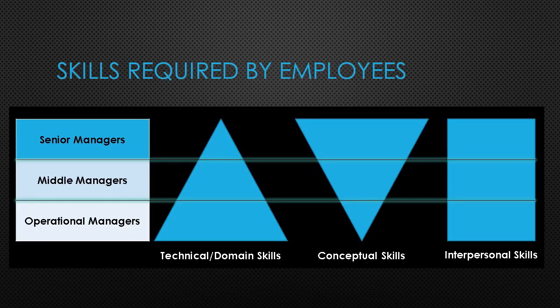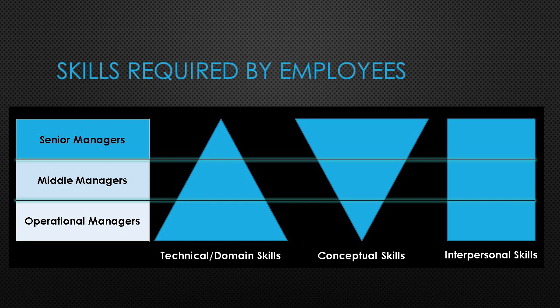Now we have to look at the skills required by employees. I do get this question very often where people ask me what kind of skills are required by different employees. And I can give you a simple answer at this point in time, wherein I am looking at these different levels again. I am looking at the senior managers, the middle managers, and the operational managers. If you look at this screen right now, this diagram that I've got, I'm going to try and explain to you what this means.